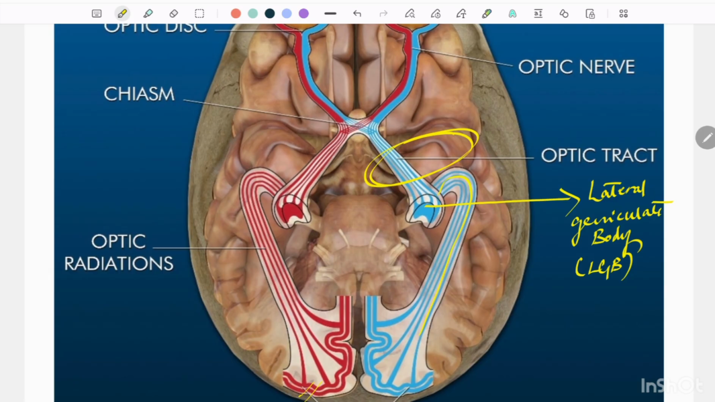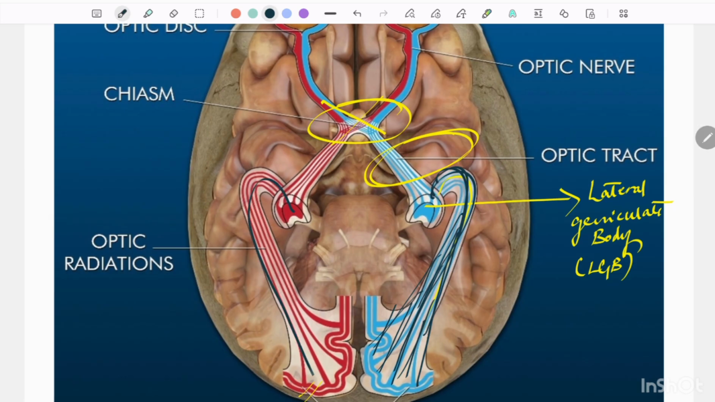Okay, remember the term radiate. Here I told you decussate means crossing over. Now from the lateral geniculate body they start to radiate. You can see the radiation of the fibers towards what? Visual cortex. They are radiating towards the visual cortex. This is called the optic radiation. So from the lateral geniculate body they form the optic radiation.